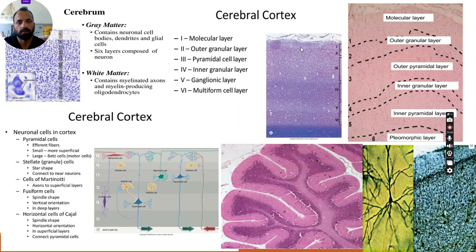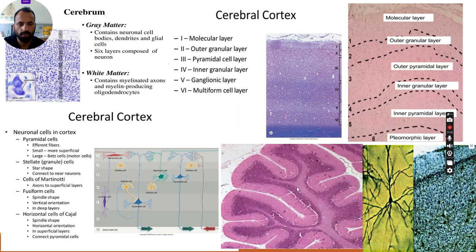If you look at the histological picture under 4x, you can see it like this, and you can name the layers 1 to 6 as molecular layer, outer granular layer, pyramidal layer, inner granular layer, ganglionic layer, and the multiform layer. So these are the 6 layers that are present in the cerebral cortex. That means these neurons are arranged accordingly in these 6 layers. In this picture also you can see the representation of these 6 layers. The multiform layer is also known as the polymorphic layer.